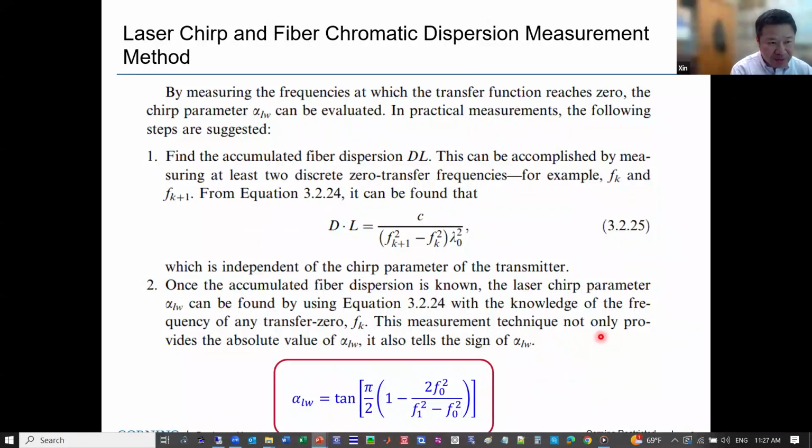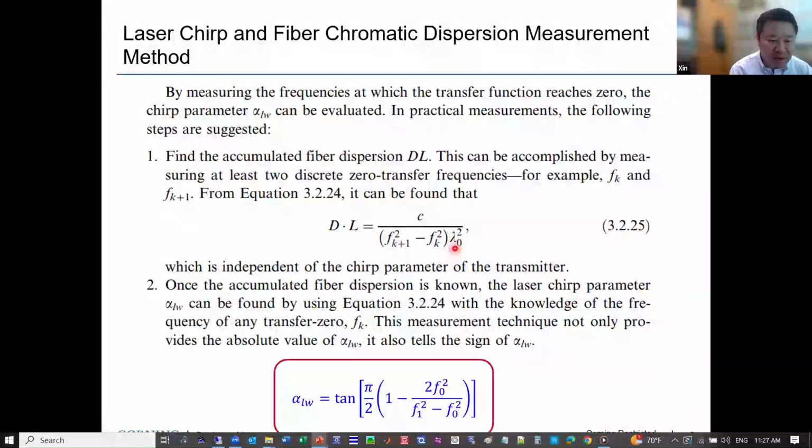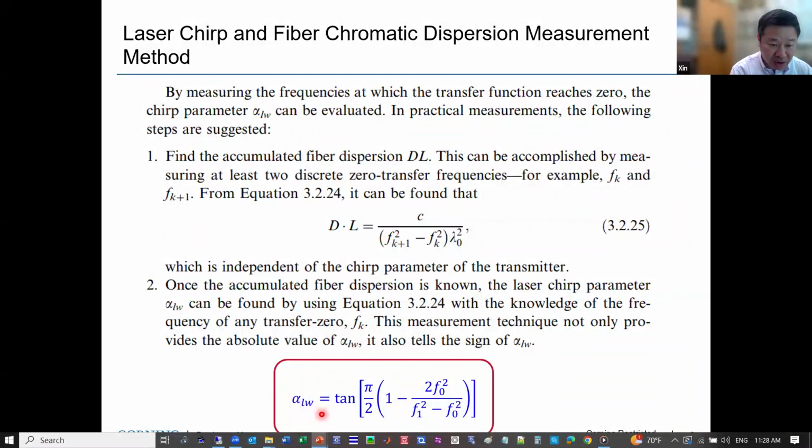So we further processed the equation. The first equation is directly from the book, and it shows that using two neighboring dipping frequencies, you can get the total chromatic dispersion, along with the center wavelength of the laser. But when you want to retrieve the alpha parameter, you can also use the first and second dipping frequencies. And also, I want to note here, when you get the alpha parameter, it also carries the sign.